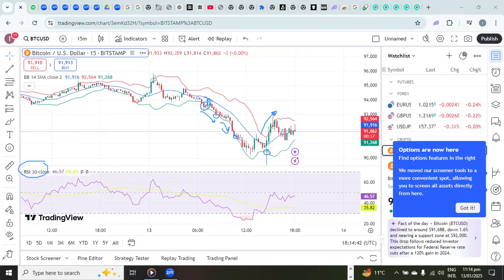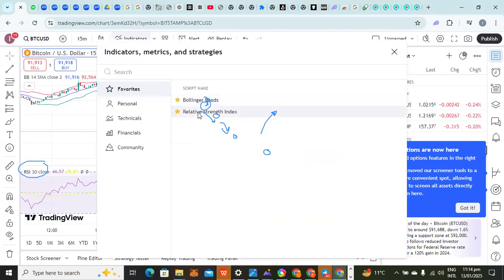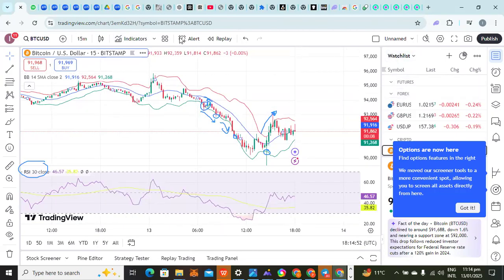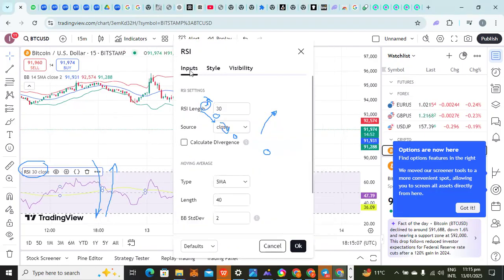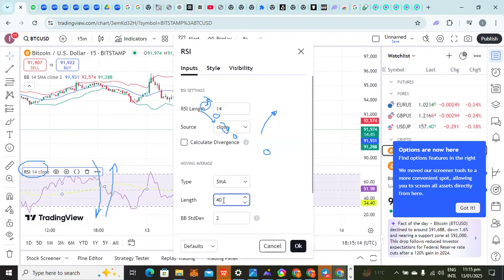To do that, you have to go into the indicator section and type in relative strength index. You can also type in just RSI, click it, and it's going to give you an interface like that. As you can see, it's an interface of RSI. Just like Bollinger Bands, we're going to go into the settings section of RSI, and the input is set to 14, and the length should be 14 too.